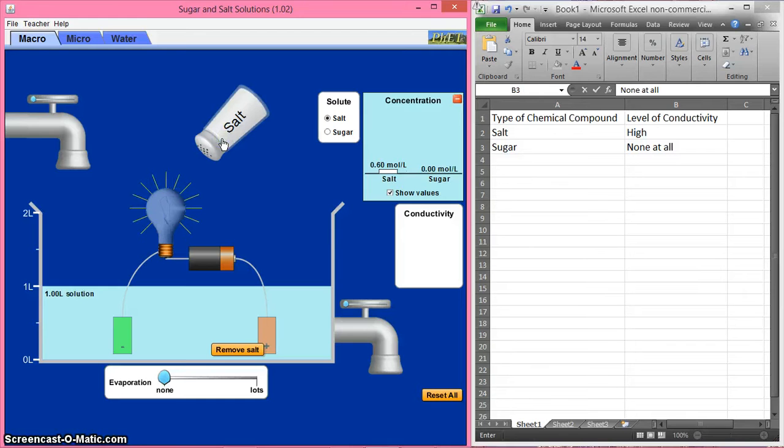This would investigate the effect that different solution concentrations have on an electrical circuit when salt is added to the water.